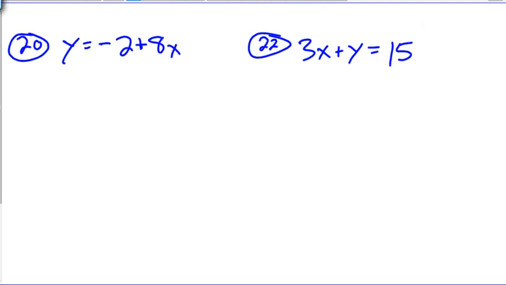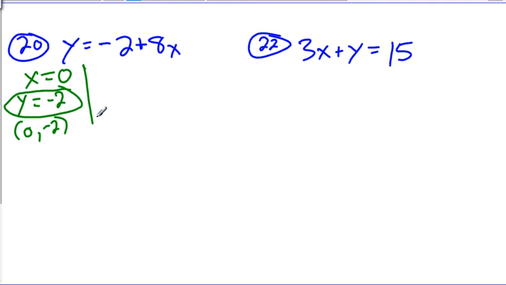Okay, so hopefully we're getting the hang of it. Let's do a couple more. We'll do 20, 22, 24, and 26. Again, same way. These are all linear equations, and we're trying to find the intercepts. So what do we do? We let x equal 0. So this one's going to be y equals -2, because 8 times 0 is 0. Again, x is 0, y is -2.